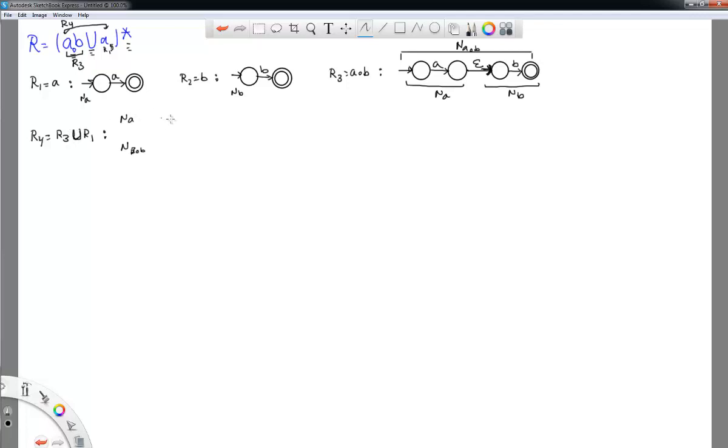So N sub A was something like this. I've got the start state and its accept state. And so this is my N sub A, which is that. And then N sub AB would be this guy, right?